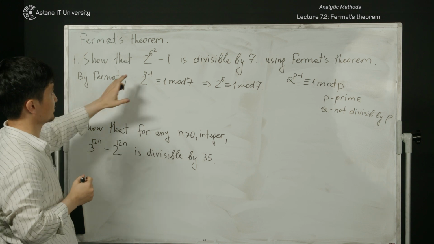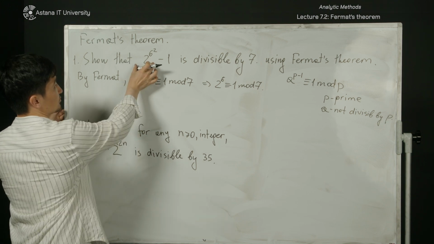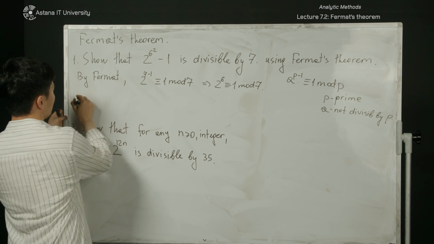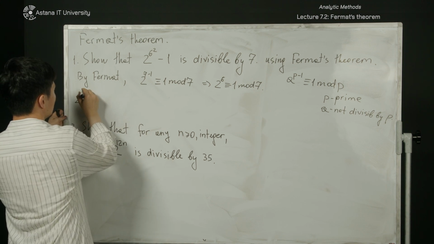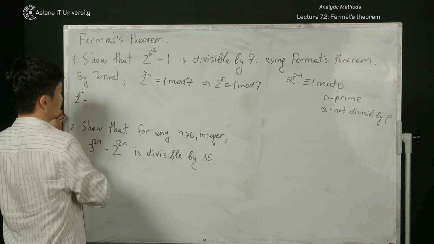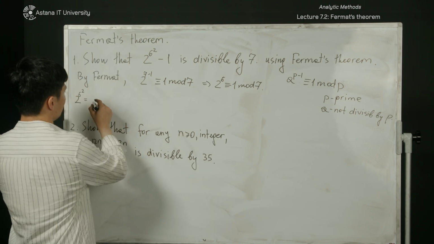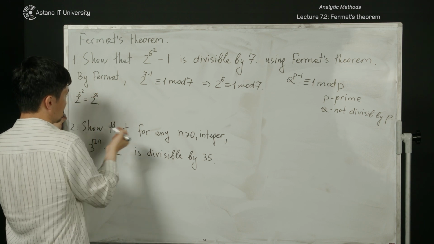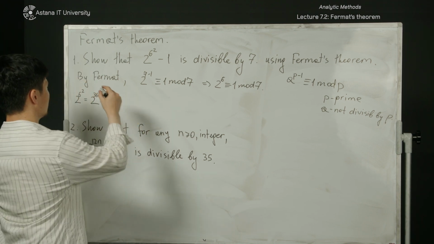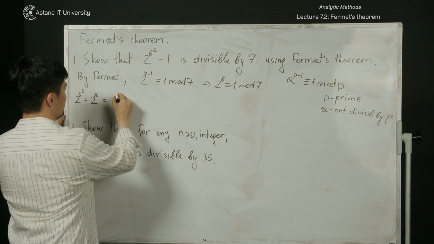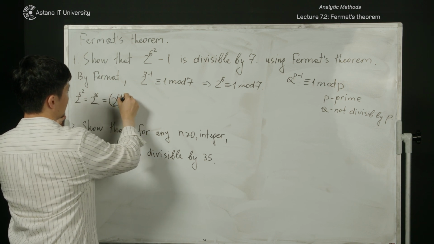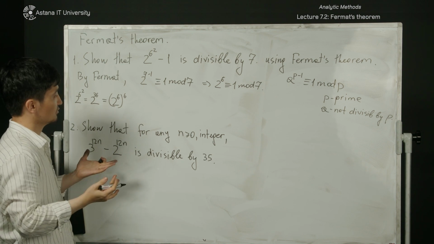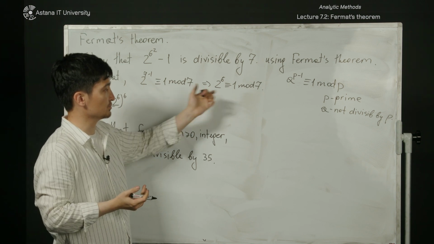Now I need to have this expression. Now let's consider this part first. 2 to the power of 6 to the power of 2. So remember that 6 to the power of 2 is 6 squared, which is 36. So this is basically 2 to the power of 36. Well, 2 to the power of 36 also can be written as 2 to the power of 6 outside power of 6. Okay? So I have this expression.